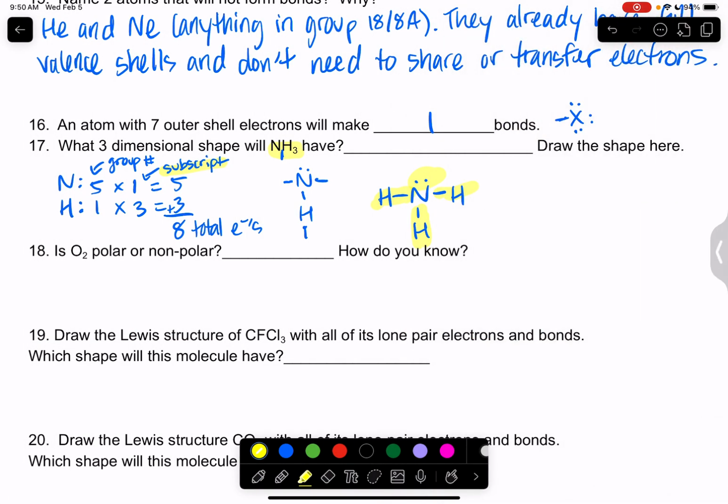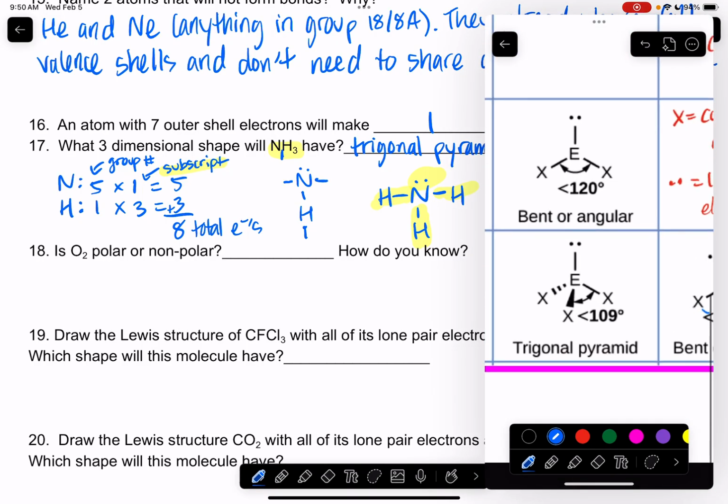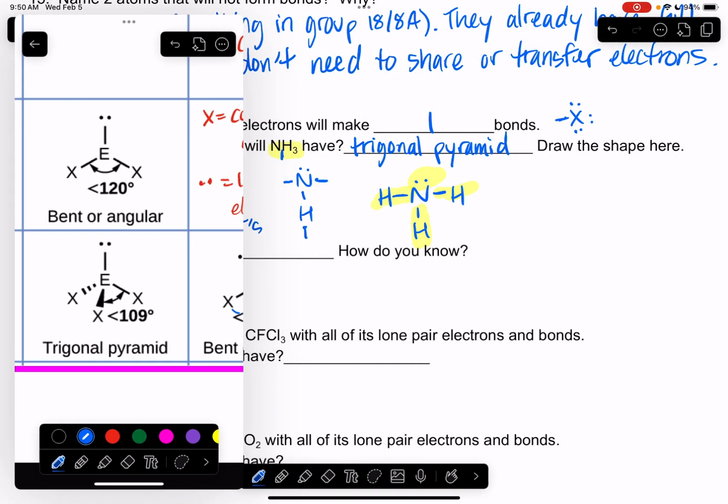Okay, it's going to be trigonal pyramid, and we're going to draw the shape. So pretty much what we're doing is we're replacing the E with the N, and then the X's are the H's. So that's our shape, our 3D shape.